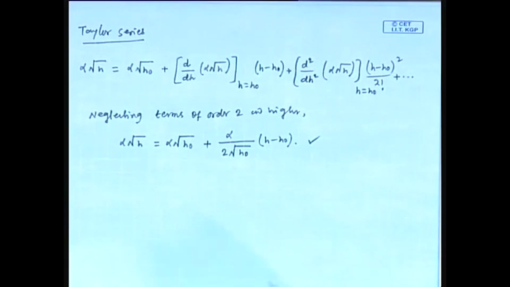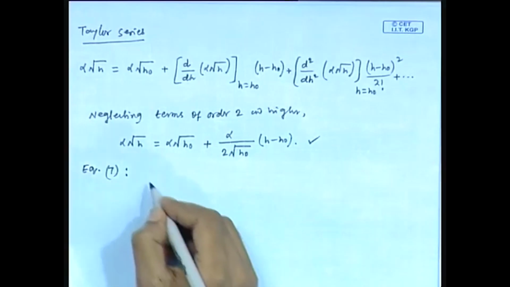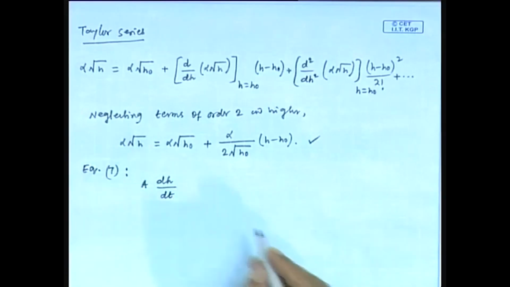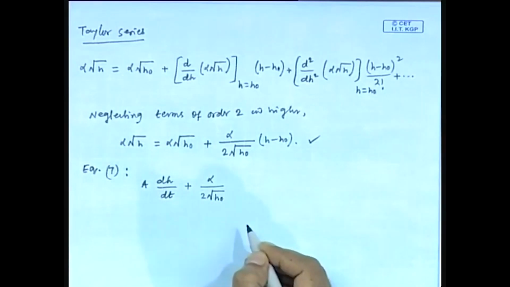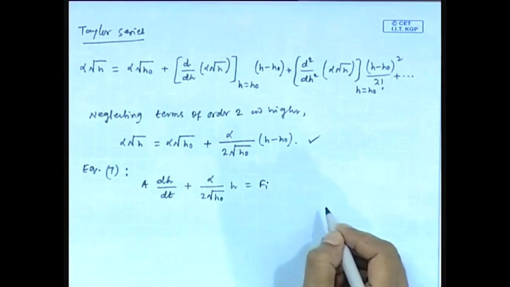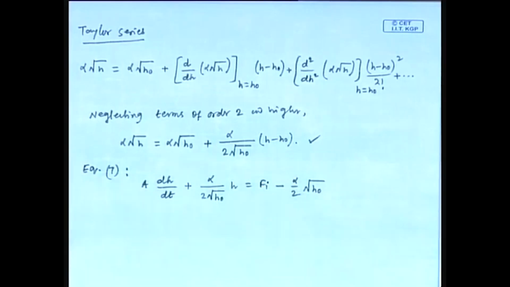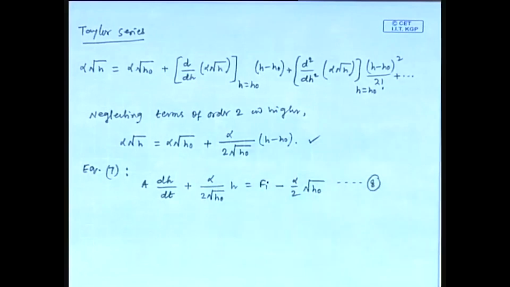If we substitute in equation 7, then we get A dh dt plus alpha divided by 2 root h naught multiplied by h equals Fi minus alpha by 2 root over h naught. This is, suppose, equation number 8. So, this is the linearized form of the nonlinear modeling equation.